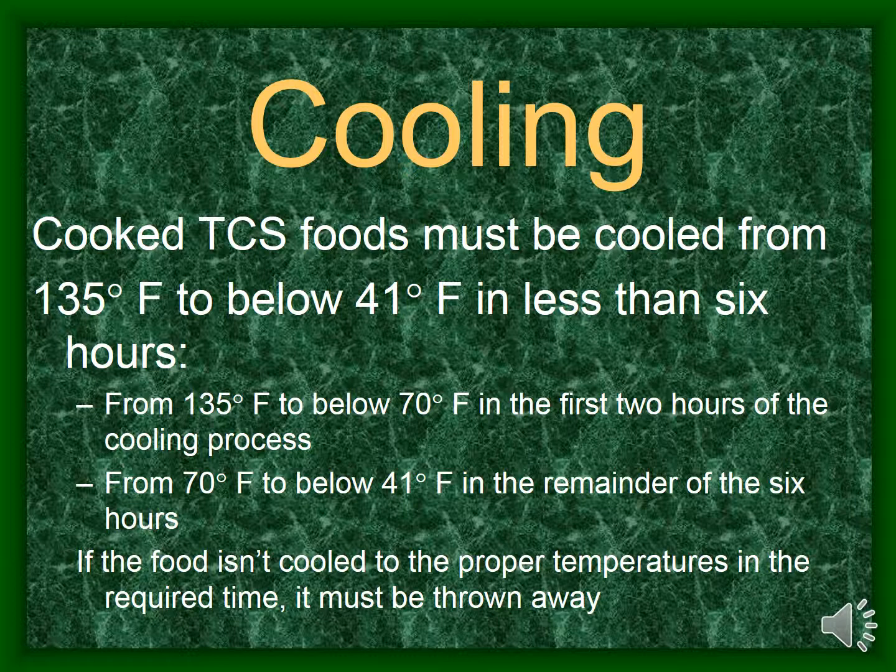The correct cooling process involves cooling cooked TCS foods from above 135 degrees Fahrenheit to below 41 degrees Fahrenheit in 6 hours or less, as long as the food goes from 135 degrees Fahrenheit to below 70 degrees Fahrenheit in the first 2 hours of the cooling process. You then have the remainder of the 6 hours to go from 70 degrees Fahrenheit to below 41 degrees Fahrenheit. If the food isn't cooled to the proper temperatures in the required time, it must be thrown away.